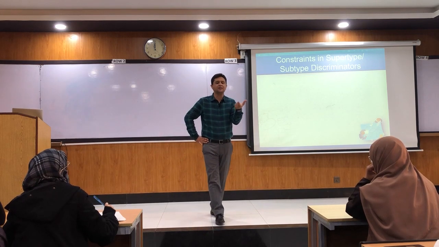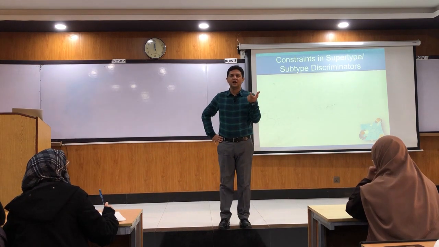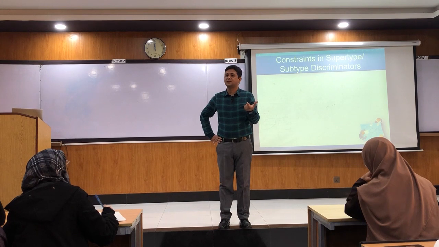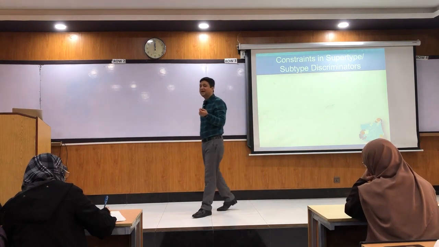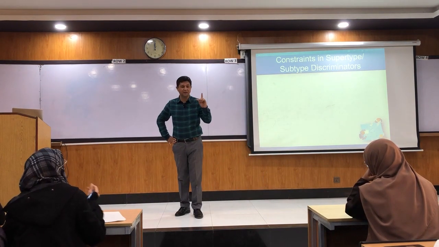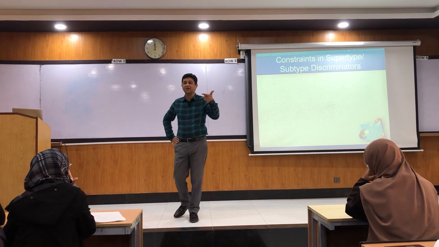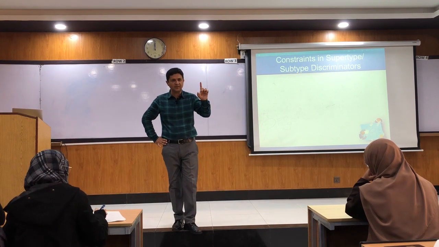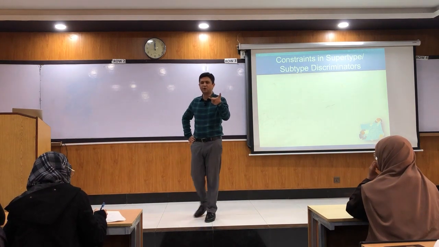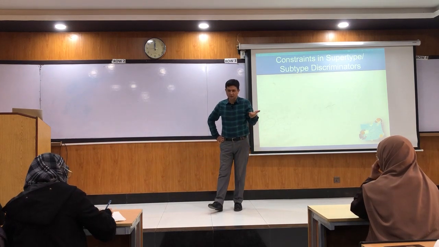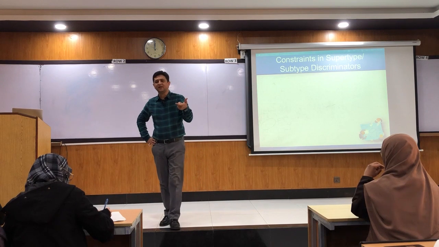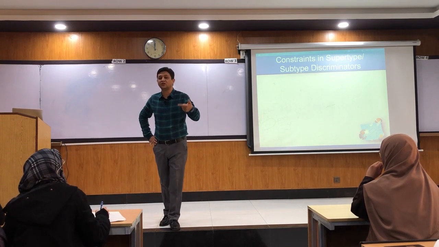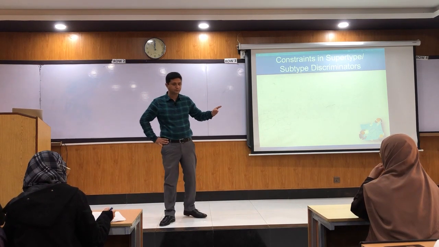So a single attribute is sufficient. A simple single attribute is sufficient because that attribute is supposed to hold one value only, because an instance can belong to one subtype. So one simple attribute is sufficient. Okay? So the value inside that attribute would represent that the instance belongs to which of the subtypes.